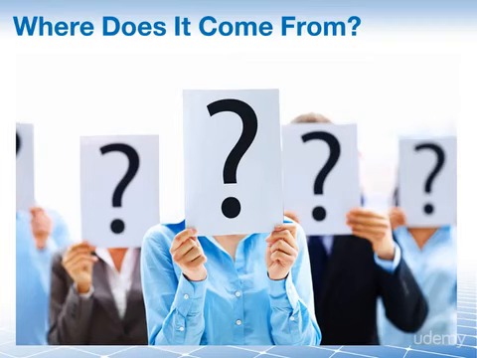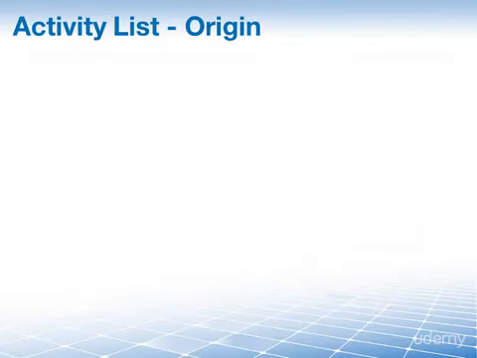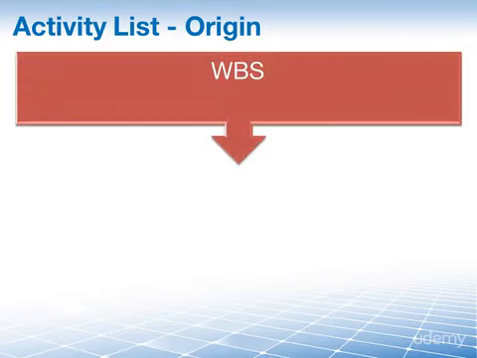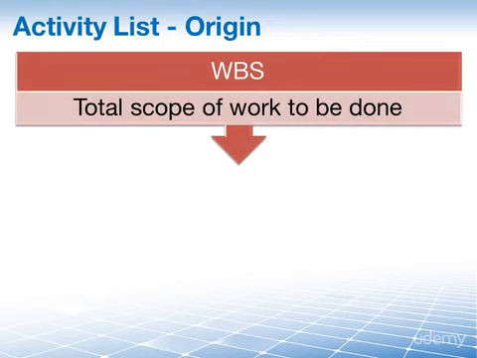So we've defined the activity list, given you a data flow process to show its components and outputs, but where does the activity list actually come from? Well, as the saying goes, in order to know where you're going, you must know where you've come from. So that's a very valid question to ask. Let's take a look. In order to end up with activities that we can work on, we have to start at the very top with the work breakdown structure, the WBS. Now, the WBS is a hierarchical decomposition of the total scope of work to be carried out by the project team to accomplish the project objectives and create the required deliverables.